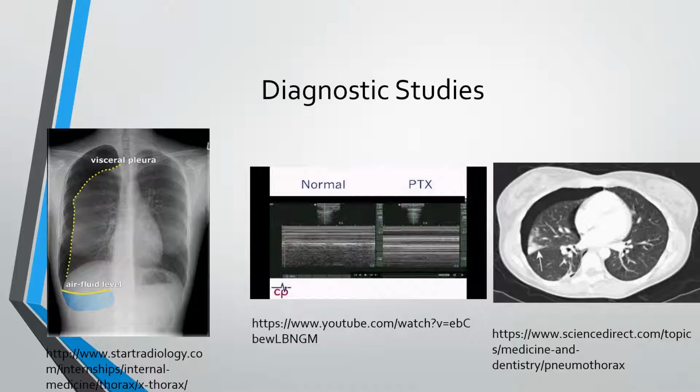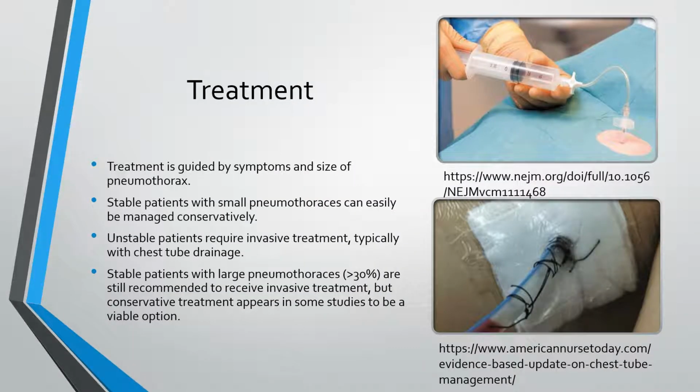As I said, the CT scan remains the gold standard of diagnosis and has the highest capability of evaluating the exact size of the pneumothorax. The treatment of pneumothorax is chiefly guided by the patient's presentation and the size of the pneumothorax. Stable patients with small pneumothoraxes can easily be managed conservatively without intervention. Unstable patients require invasive treatment.